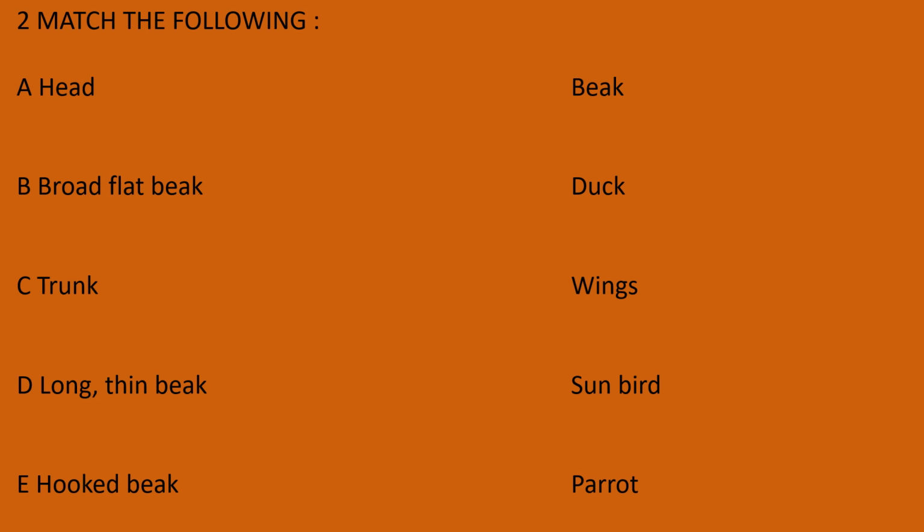Next is long, thin beak. Children, a sunbird has a long, thin and pointed beak. Sunbird has this type of beak to suck nectar from flowers. Their beak helps them to suck nectar from the flowers.